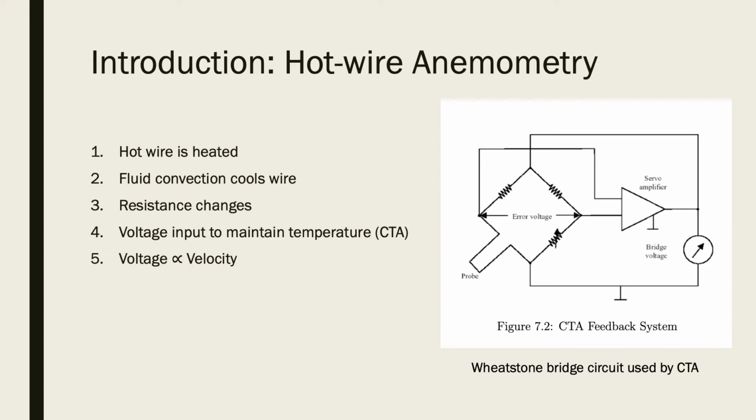How does it work? First, the wire is heated. As fluid flows over the wire, forced convection cools the wire, which changes its resistance. If you look at the Wheatstone bridge circuit used by the anemometer, you will see that the circuit inputs a voltage to counter the change in resistance, keeping the temperature steady. This sort of anemometer is called a constant temperature anemometer, or CTA. The voltage produced by the circuit is proportional to the flow velocity, and thus enables us to measure the airspeed precisely.